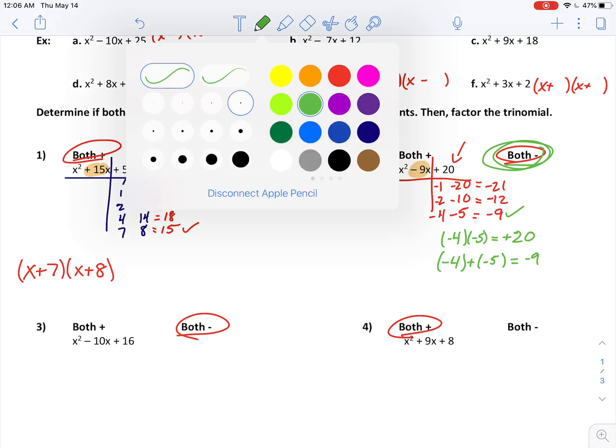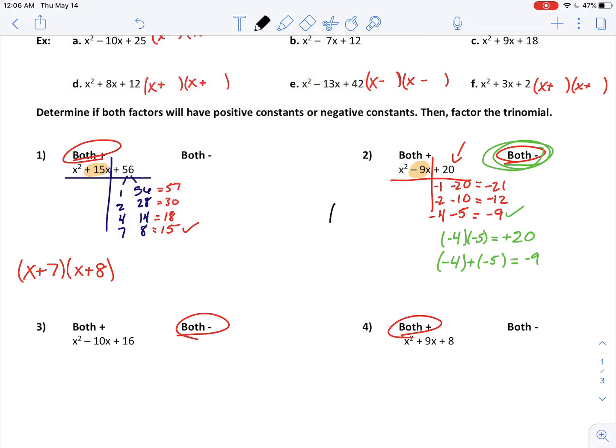So our final answer is going to be our two binomials, and we'll just plug in those numbers of negative 4 and negative 5.